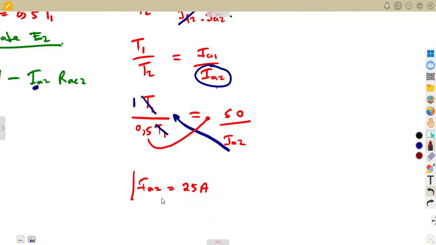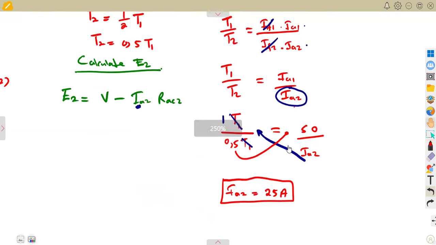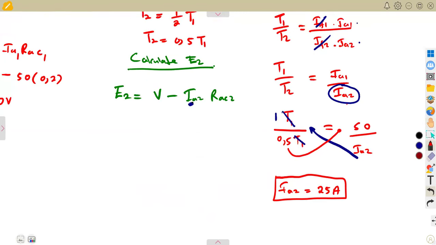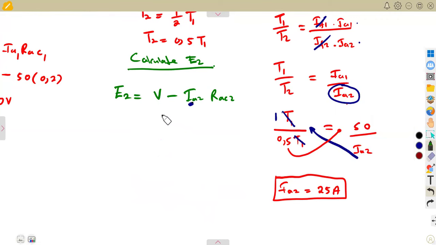Since the torque is being halved, as you can see, the relationship is straightforward: our current is also being halved. But anyway, if you didn't realize this, you have to calculate it so that you are not mistaken about something that you do not actually understand.